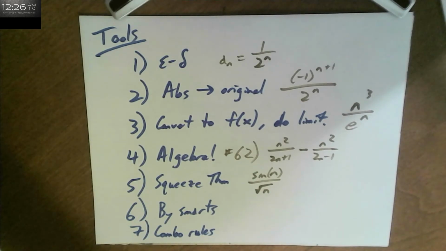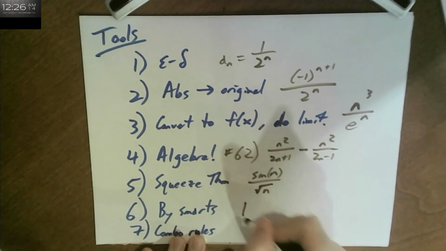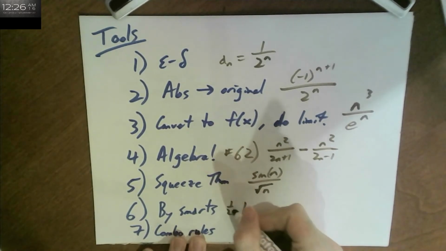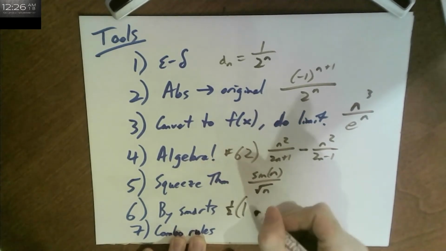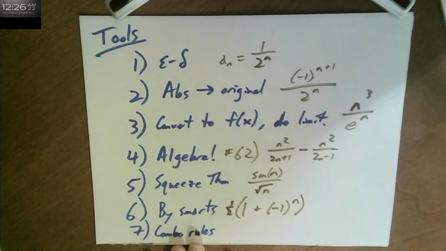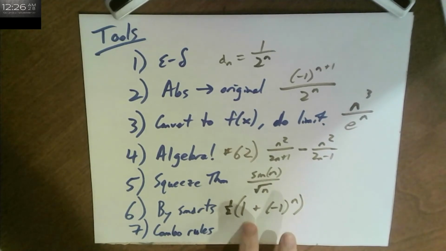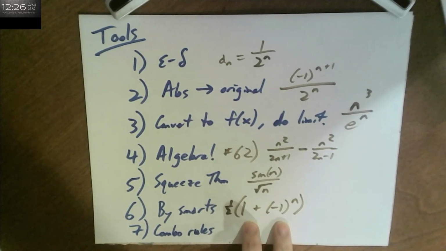Stuff with trig. Example of number 6. Famous example: 1/2 times, you'll see why, 1 plus -1 to the n. So notice this one alternates. Sometimes it's 1, sometimes it's -1, which means this either gives you 2 or 0. Can't make a continuous function out of this.